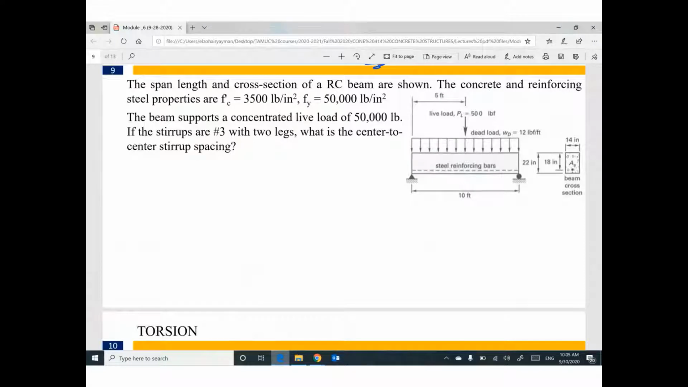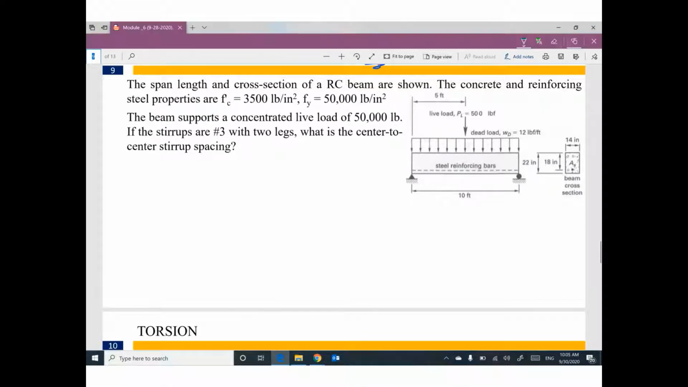We have a simply supported beam. The length equals 10 feet. The cross section is given, 14 times 22, and the reinforcement, the f'c 3,500, fy 50,000. The beam supports a concentrated live load of 50,000 pound.